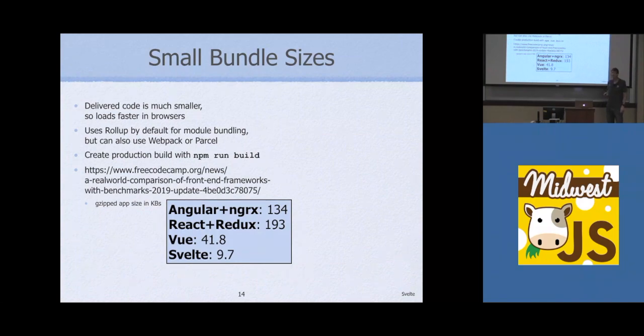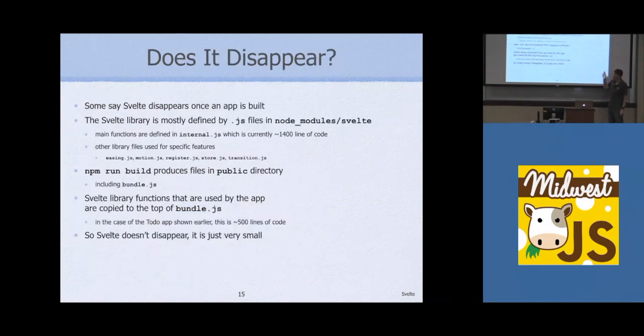Now, some people say that Svelte disappears. And so does it disappear? Well, not quite. What is happening here is that there's a Svelte library defined in some JavaScript files down in that directory when you're using it. And I have a little bit of detail on some of the files you might care to look at. But it is picking out the bits from those files that you need for your app and just including that part of the code. So when I get my bundle.js file, that's going to be really small.